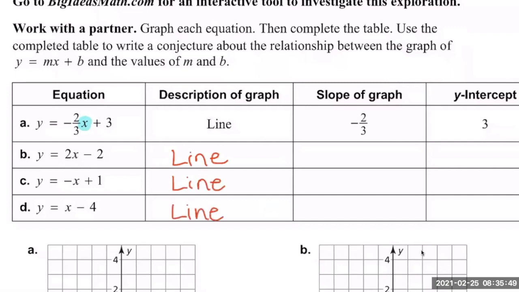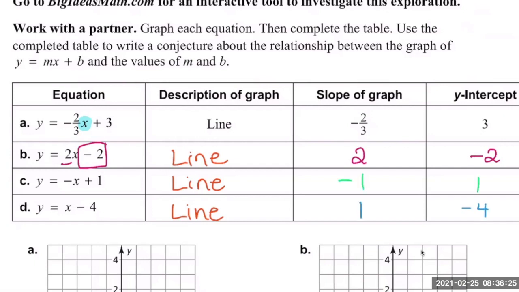So I'm going to do this first one with you and then pause, so you can do C and D on your own. So our slope for B is 2, and our y-intercept is negative 2. So pause here so you can do C and D on your own.